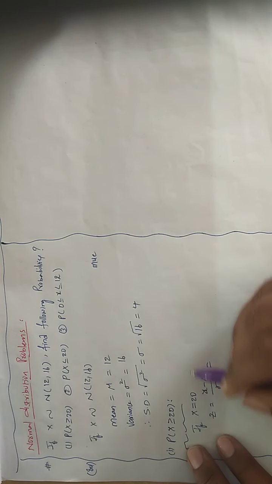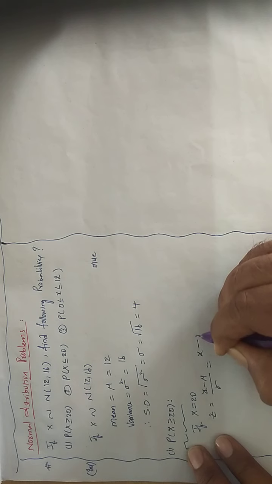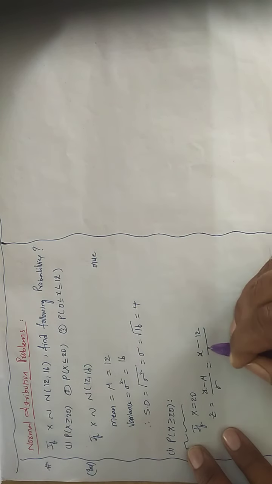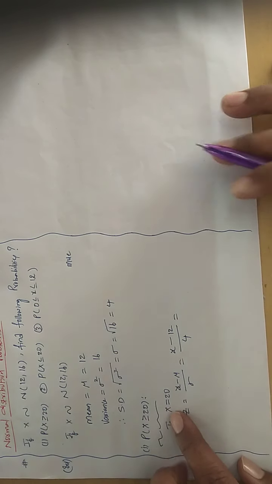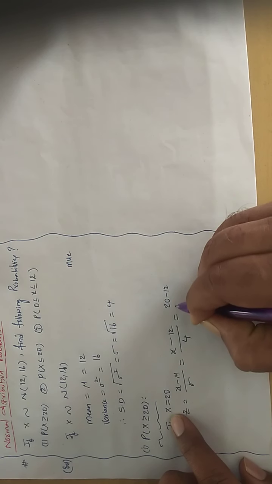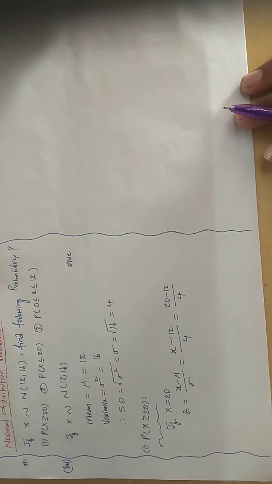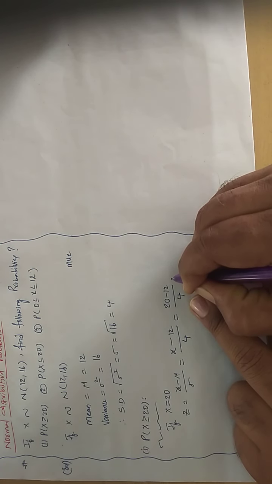That is equal to, what is x here? x minus, what is the mu here? 12, by what is the sigma value? 4. So here what happens now? That is 20 minus 12 by 4. 20 minus 12 is nothing but 8. 8 by 4, what do you get here? 2.